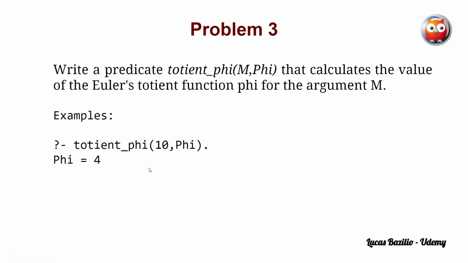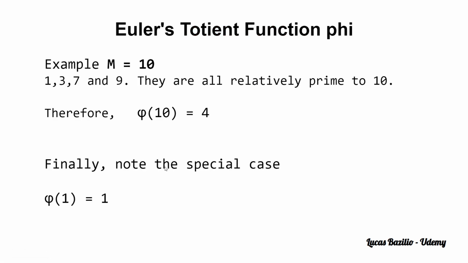That's why what we see here in the example, if we calculate when m is 10, the value of the output phi is 4. Finally, it is important to note the special case, and this is a base case.